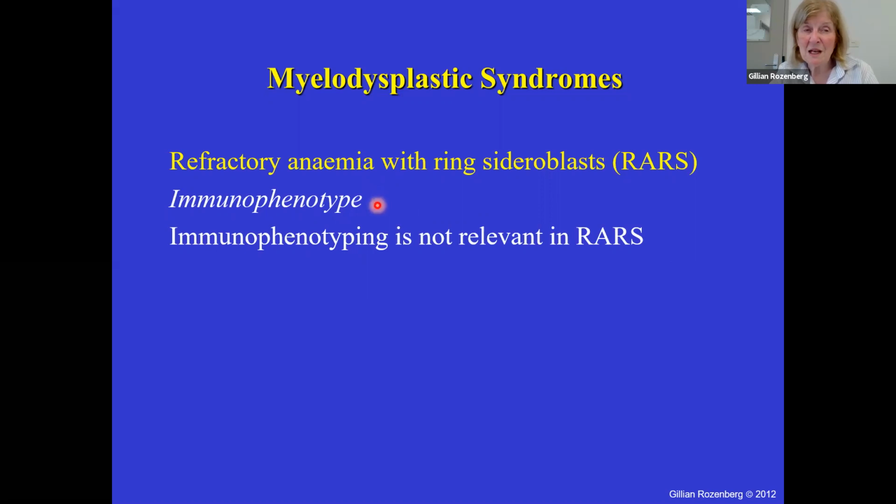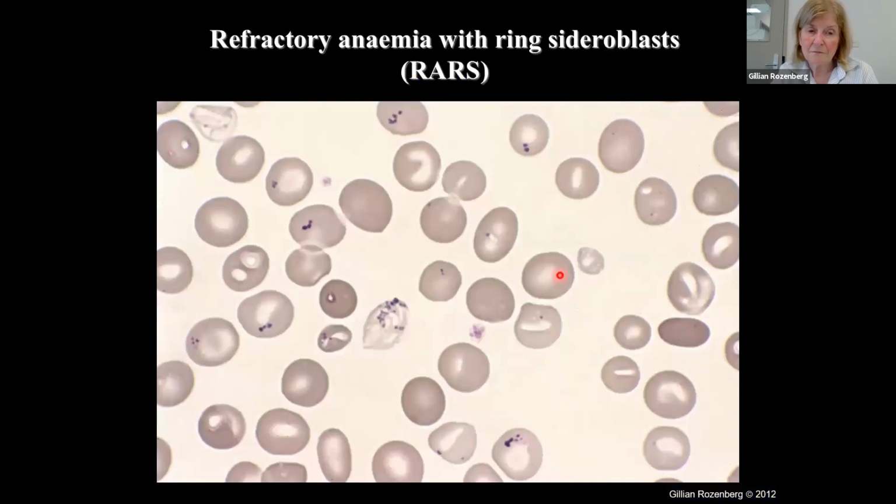We would do immunophenotyping when we start to get a lot of blasts, because this probably means that the myelodysplastic syndrome is transforming to acute leukemia, but it's not relevant in this group because there are not enough blasts. So this is a nice image of a case of someone with refractory anemia with ring sideroblasts, again showing you the increase in red cell distribution width and the Pappenheimer bodies.